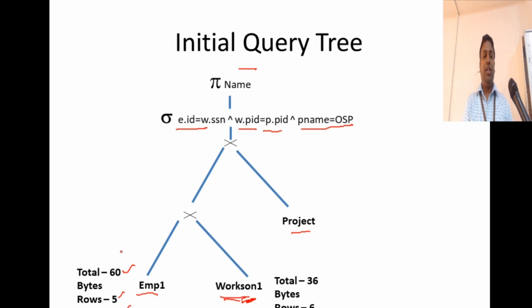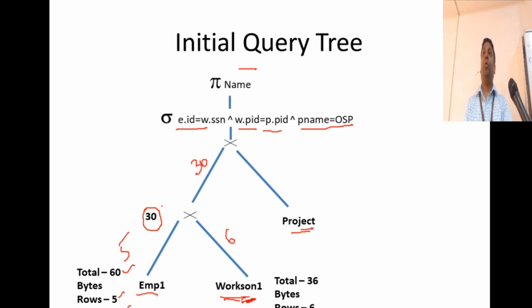So when you do a Cartesian join of 5 rows here with 6 rows here, how many intermediate rows will you get? What will be the number of intermediate rows when you do a Cartesian join? 30 rows. And then you have 30 rows here, that is the intermediate result.